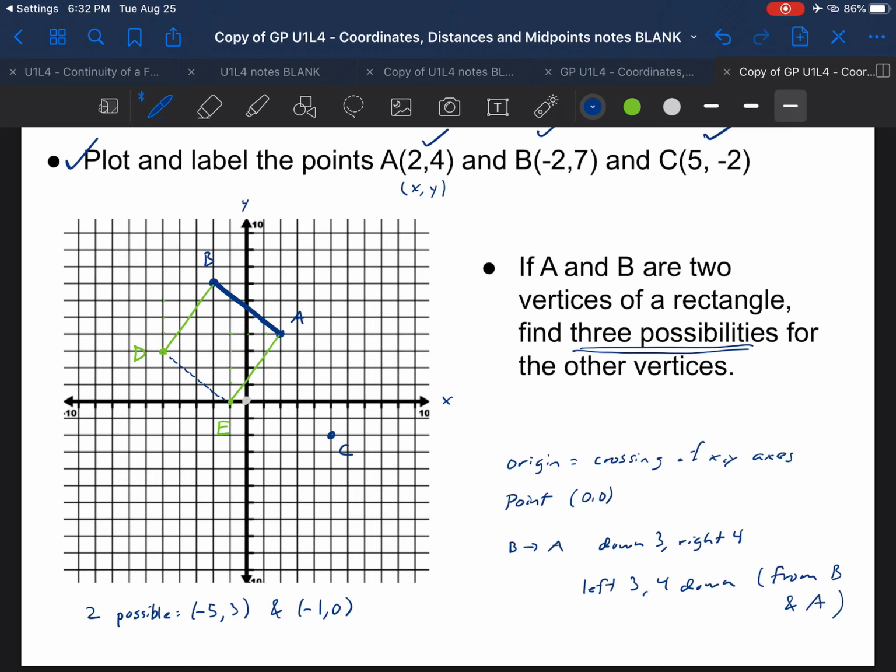To get a third, all I'm going to do is, instead of going left and down, I'm going to go left and up. Okay, so I'm just going to list one possibility for making a rectangle, and I'm going to go from point A. So I'm going to go left 3, 1, 2, 3, but I'm going to go up 4, 1, 2, 3, 4. So right there. Okay, right there. So that's 1 up and 1 over from B.